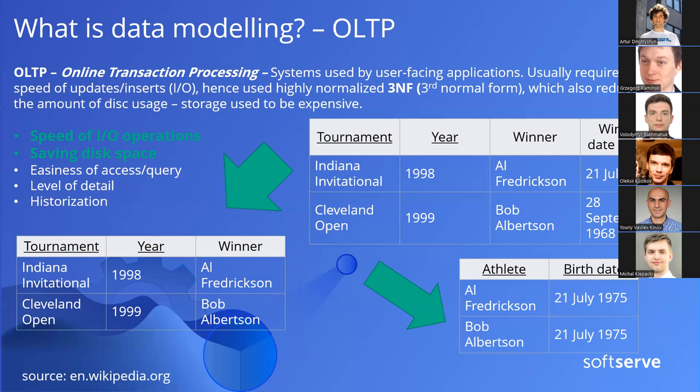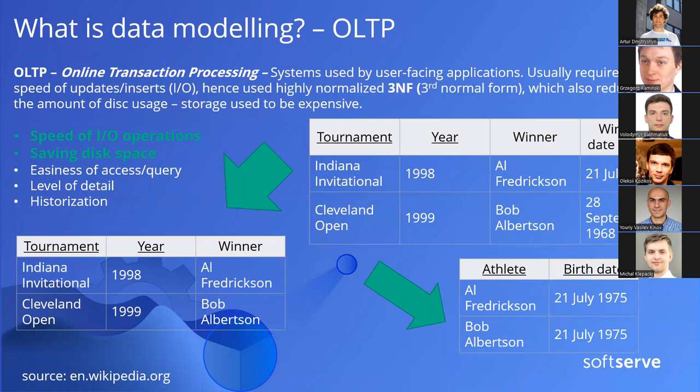Those systems traditionally have been modeled in a methodology that is called third normal form, right? So this is a highly normalized methodology. And it's stressing speed of I/O operations and saving disk space, because traditionally disk space used to be expensive. Now we know that, let's say, a modern application such as social media platforms might want to store data in a different fashion, but we cannot discuss every possibility. So I just wanted to prepare a quick demo for you.